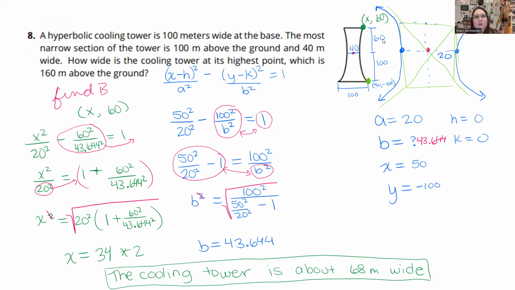Yes, so remember we're orienting everything from the center. So to get to this point right here, we just went over 20 and then up 60. And so it's only giving us the X distance. Okay, the cooling tower is about 68 meters wide.